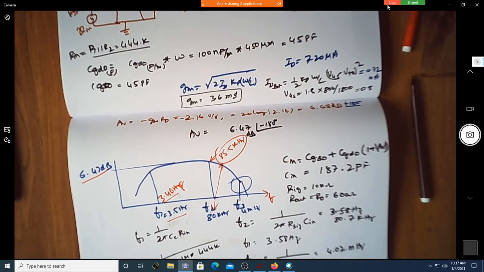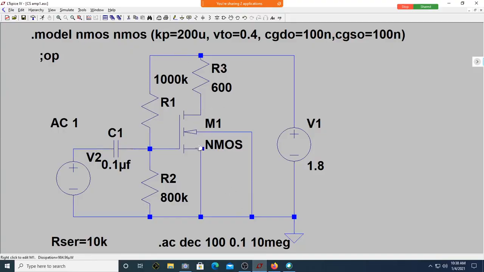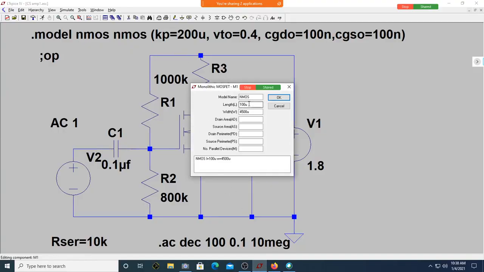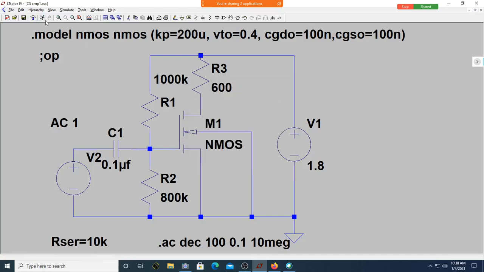Shall we go back and see it? This is the impact. What we are trying to do is, even though the gain remains same, the bandwidth is limited even due to the dimensions of the device. So I'll just go back to my schematic. Since it is having same ratio but the width of the transistor is increased by 10 times, let me see what happens to the bandwidth.